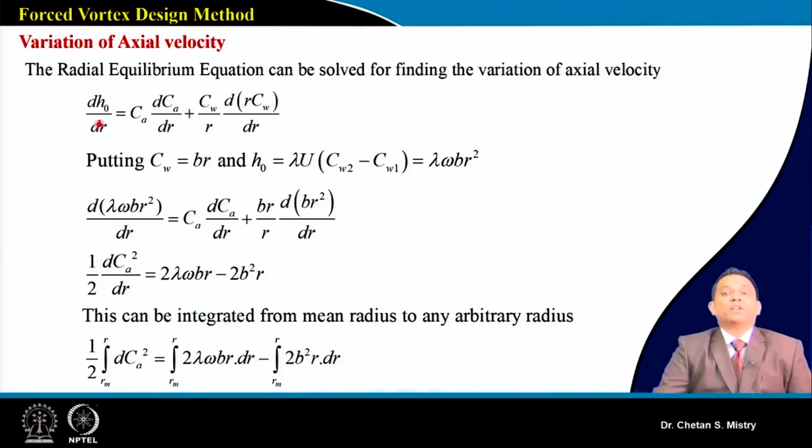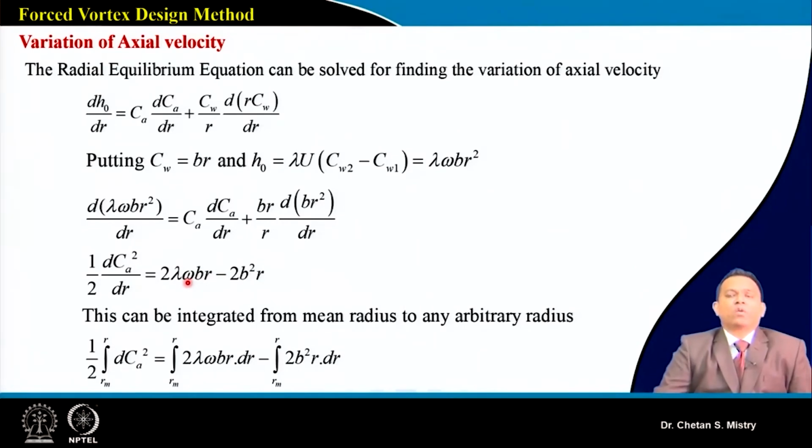This is my fundamental equation. It says dH0 by dr equals Ca into dCa by dr plus Cw by r into d(Cw r) by dr. In this case, my H0 is lambda omega b r squared, which we calculated earlier. In the same way we put Cw equal to B into R. Putting this into the equation, we get the formulation in terms of different radii. In terms of dCa by dr, this is equal to 2 lambda omega b r minus 2 b squared into r.